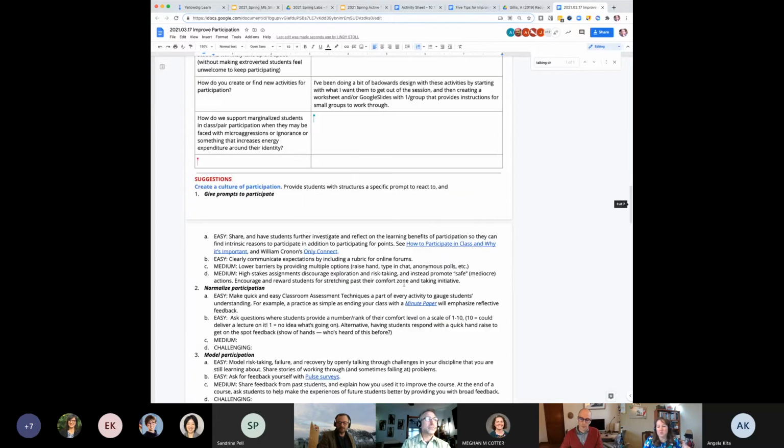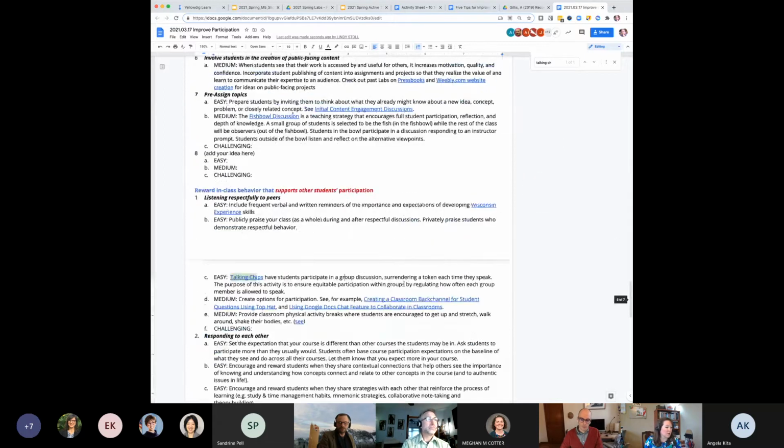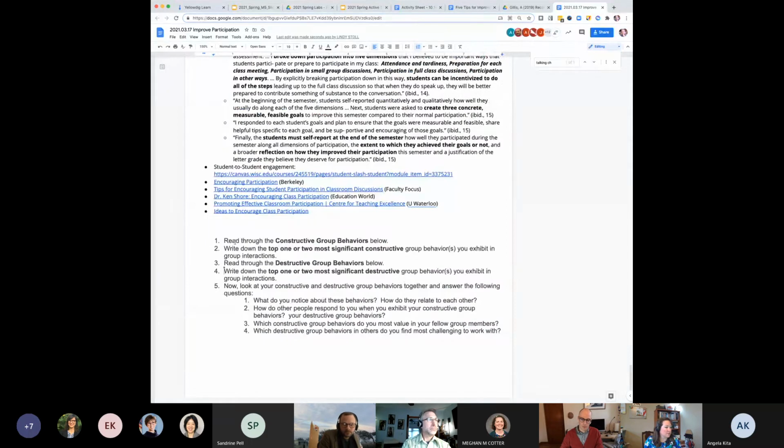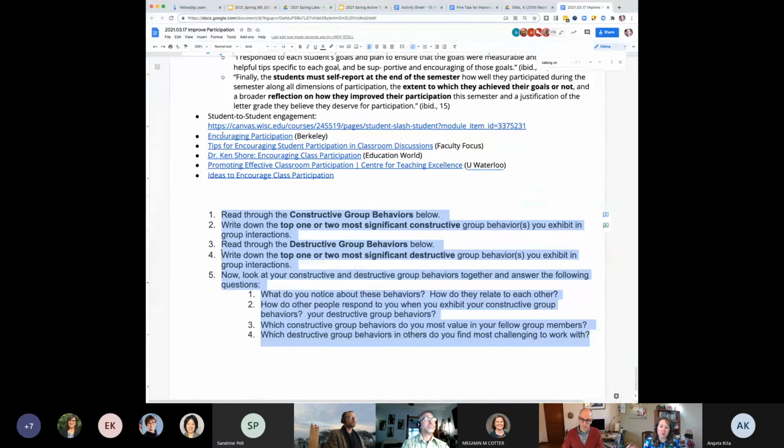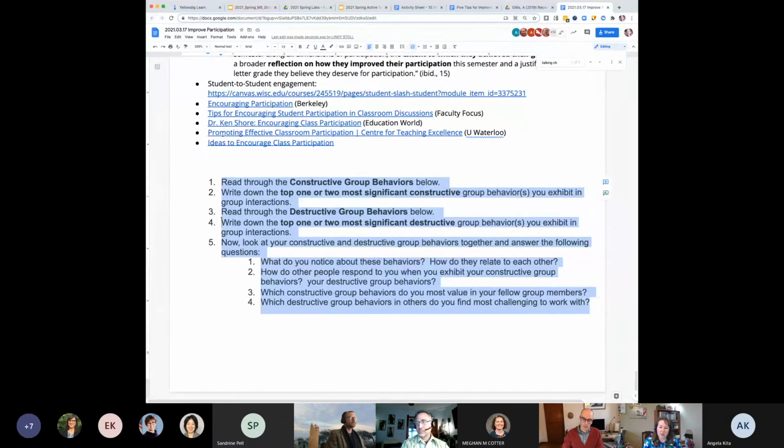What you do is you have students reflect on what do we consider to be cooperative or constructive group behaviors, and then ask them about the destructive group behaviors and do that reflection and then talk to each other, think, pair, share. And I think people get a lot of insight through that activity.